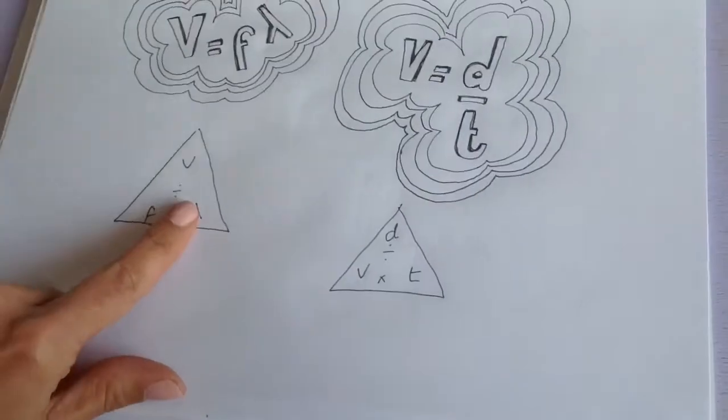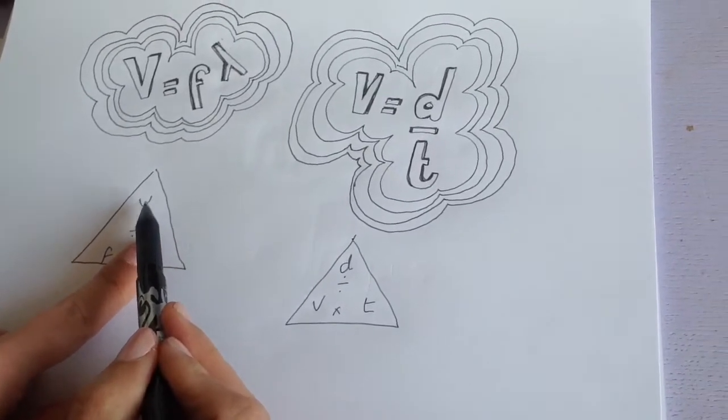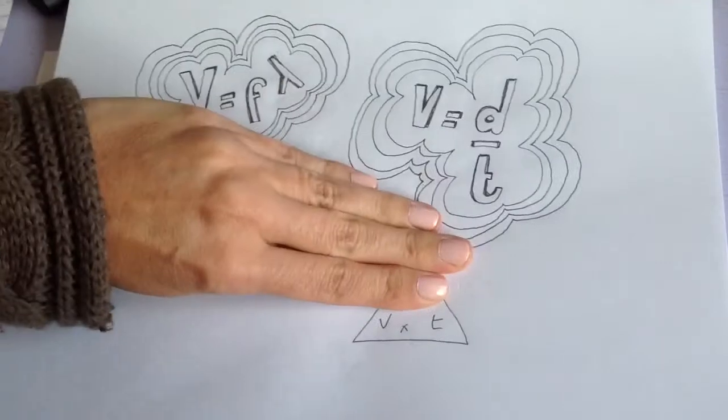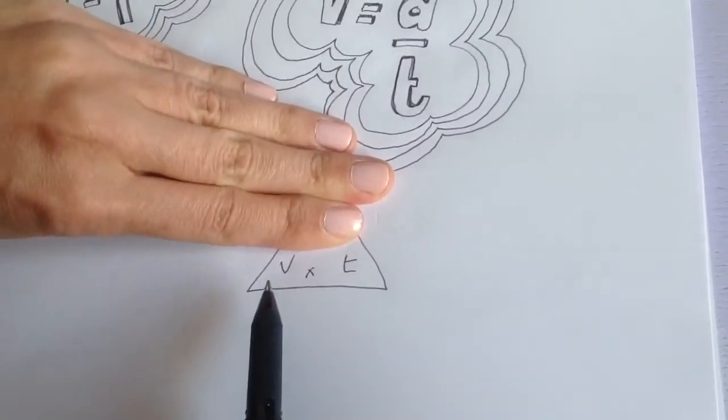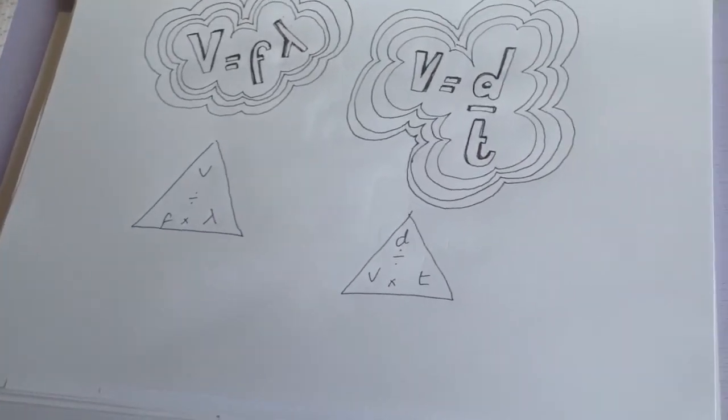Now, if I need to know the wavelength, I can cover over wavelength, and it's telling me to do the speed divided by the frequency. If I need to know the distance, I could use this equation and it would be speed times time. Triangles and how to use them.